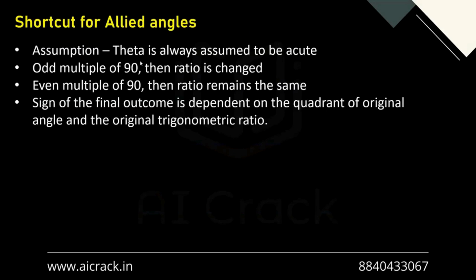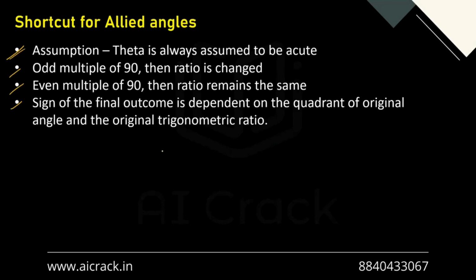Before that, we have one assumption. The assumption is that theta is always going to be assumed as acute, regardless of whatever it is. For example, let's say we have sine of 180 minus 120. In this case, 120 is an obtuse angle, but for applying these conclusions, these shortcuts, we have to assume that this is going to be 180 minus theta, where theta is acute, right?